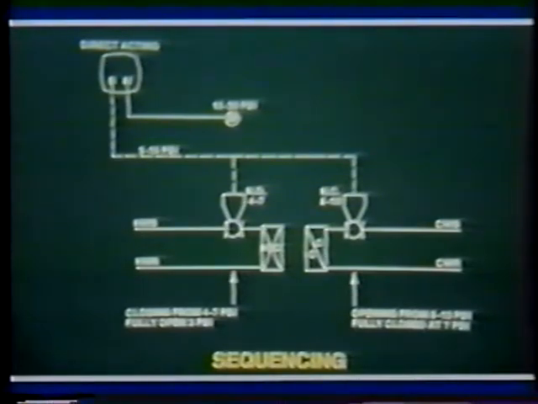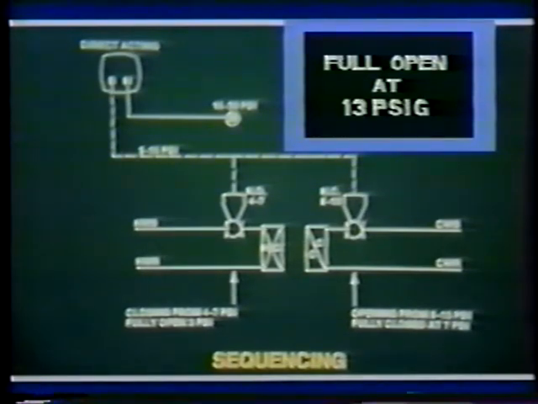When the thermostat senses a rise in space temperature, the branch pressure will increase. As it increases, the cooling valve will modulate open starting at 8 and continue opening to full open at 13 psig.